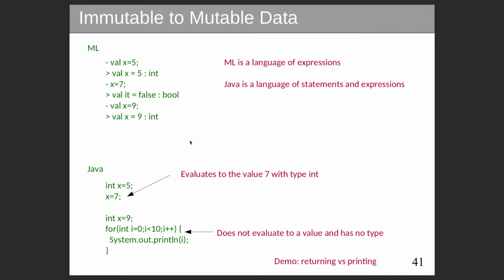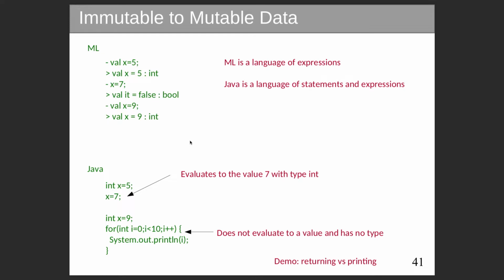So a statement does something, it has a side effect, but it doesn't produce a result. It doesn't have a value of its own. So in this example here, x equals 7 is an expression. Well, it's a statement expression, but for the moment, let's just say expression. And it evaluates to the value 7 with type int. It also has a side effect, which is to update the value of x to be 7. So it does two things at once, but it also evaluates to a value. Whereas if I say for I equals 0 to 10, print the thing out, then this doesn't evaluate to a value at all. This is just a statement. It doesn't have any return value.